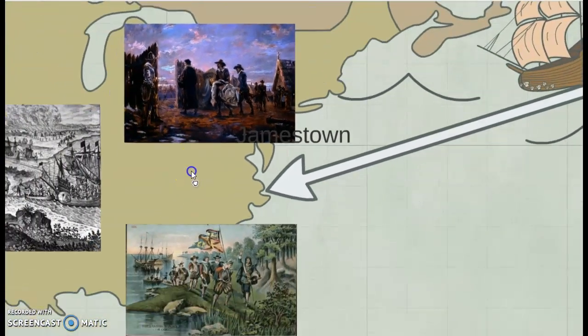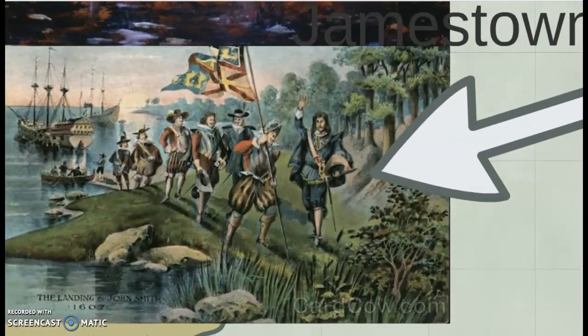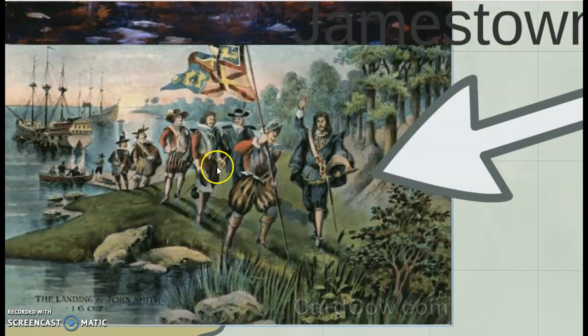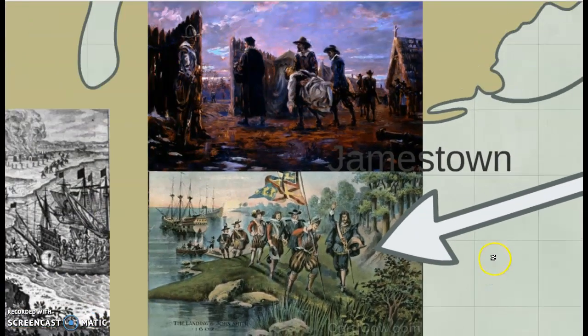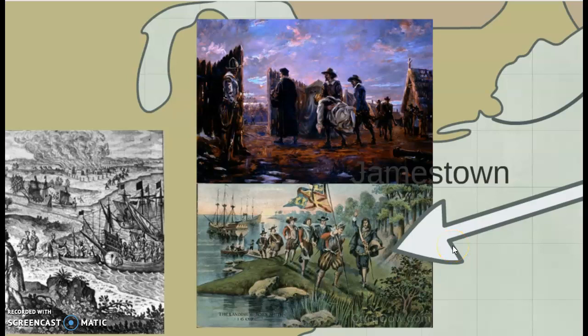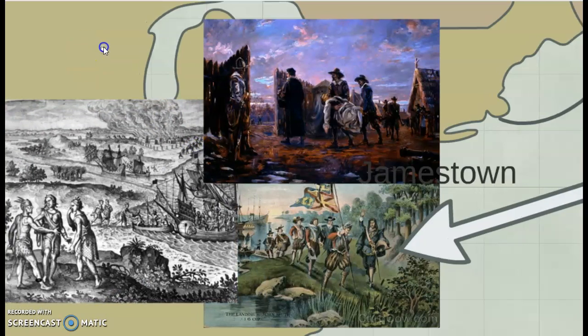They weren't able to get themselves going as a colony until John Smith arrives with some military backup to force them to begin to have a society in which they're growing food for each other and they're able to work with each other. But they're also getting a lot of help from the Native Americans in the area.